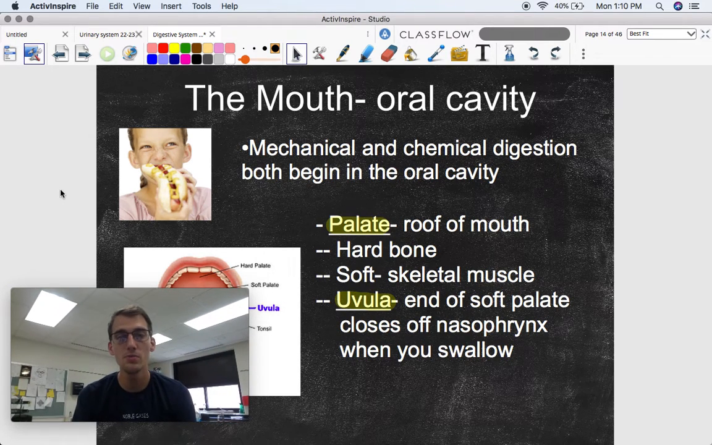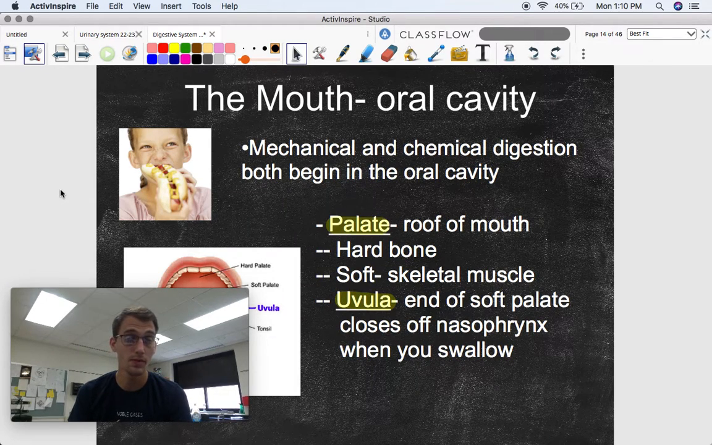But there's two main parts to the roof of your mouth. It's called your palate. You have a hard palate and a soft palate, and the palate is generally referred to as the roof of your mouth. Or if you have a refined palate, you like nice foods and expensive stuff, like me. Just kidding.